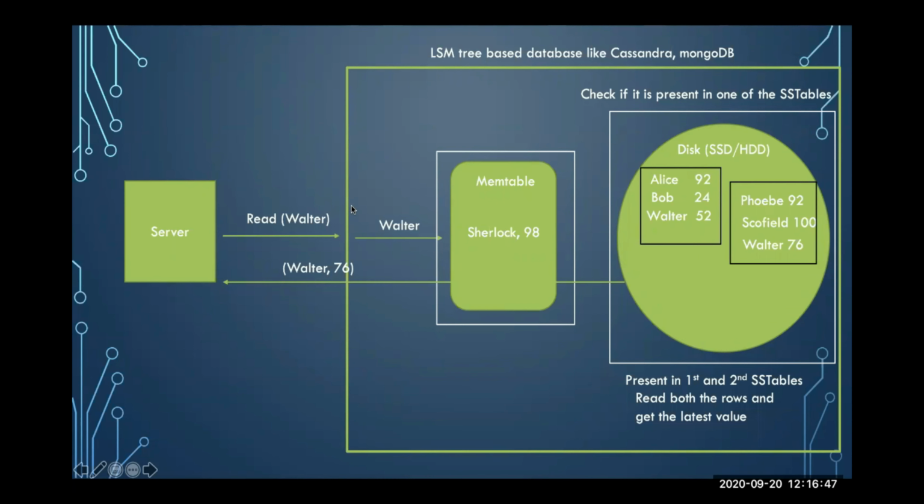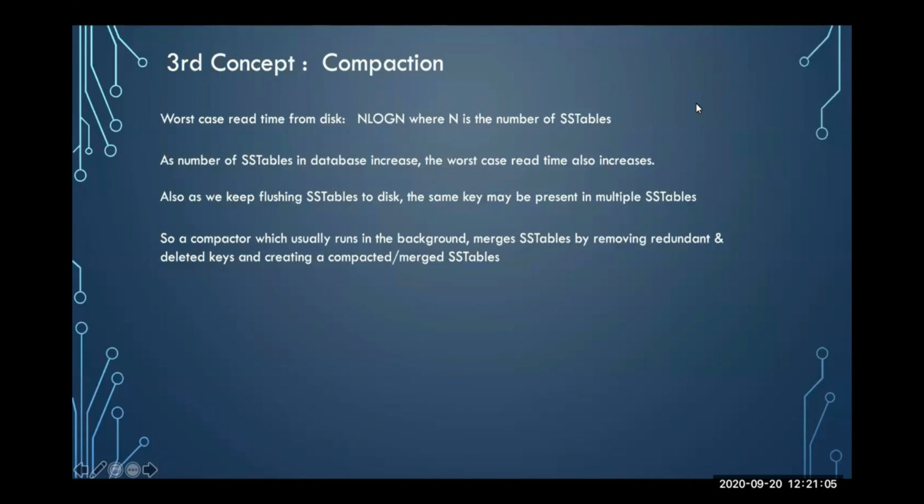That is, whenever we get a read, we'll try to read it from the mem table. If it's present, we send it back to the server. If it's not present, we'll go ahead and check all the SS tables that are present in the disk for the key, and we'll read the value from the SS table and send it back to the server. Now coming to the third concept that is used in LSM trees, compaction.